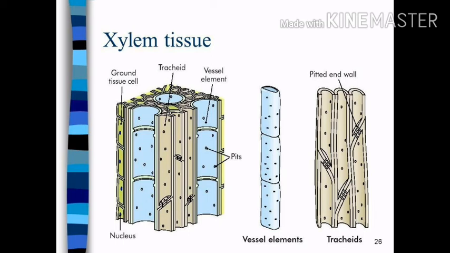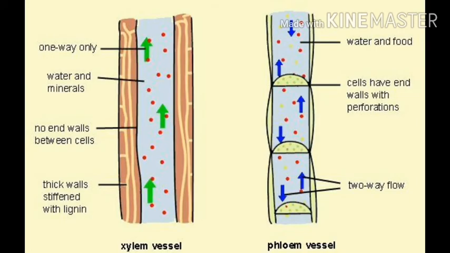Now meristematic tissue we can again divide in two ways. On the basis of origin, it may be primary meristematic tissue and secondary meristematic tissue, and according to their position, these meristematic tissues may be apical meristematic tissue, lateral meristematic tissue and intercalary meristematic tissue.